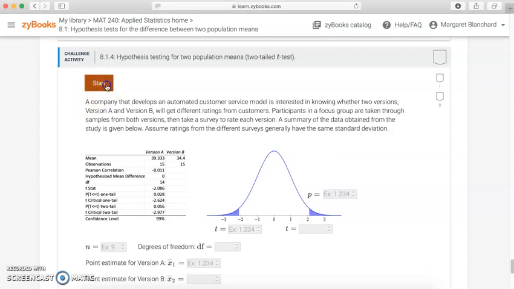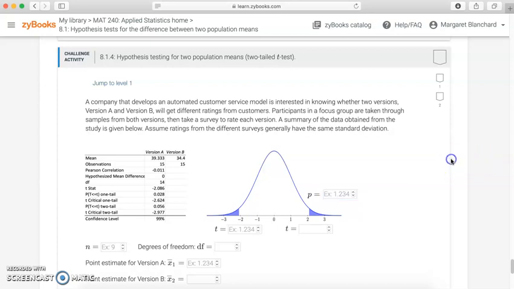A company that develops an automated customer service model is interested in knowing whether two versions, version A and version B, will get different ratings from customers. Participants in a focus group are taken through samples from both versions, then take a survey to rate each version. A summary of the data obtained from the study is given below. Assume ratings from the different surveys generally have the same standard deviation.